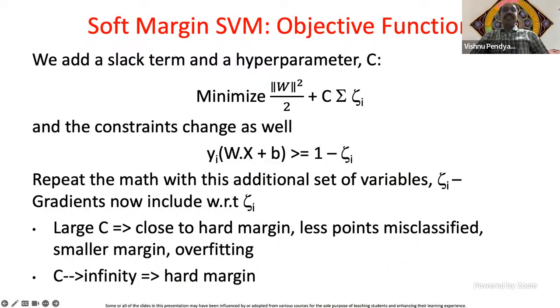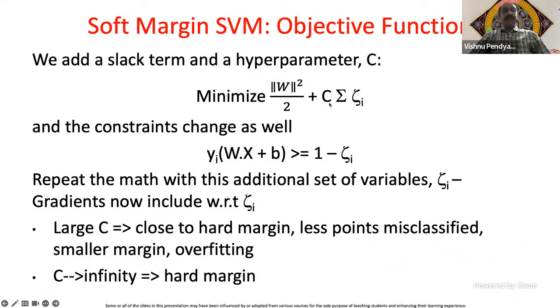So let us accommodate the slack into our formulation. Instead of minimizing just this weight vector square by 2, we are going to add a slack term. Once again, the slack term is basically like a penalty term. It's a constraint. So C is like a cost that you're imposing for the model not obeying the constraints. Remember, these points do not obey the constraints. So it's just like Lagrange multipliers.